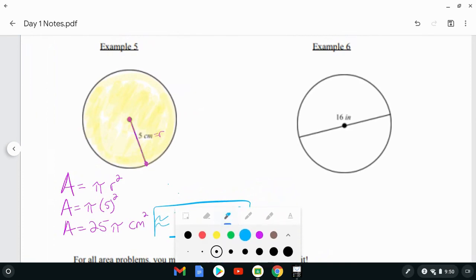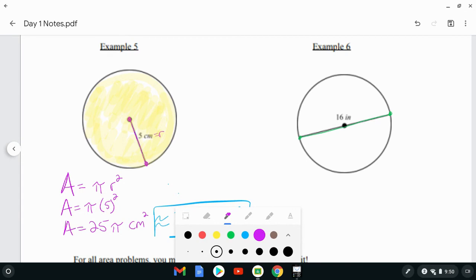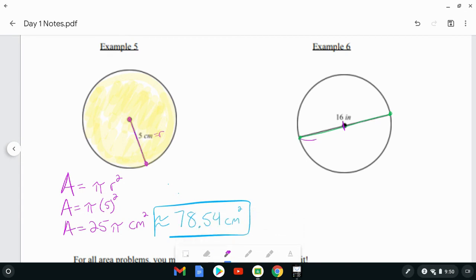The last one we're going to do, notice they're giving you the full distance of the diameter. Remember, like we talked about up top, the radius is half that length. So if the diameter is 16, the radius would be 16 divided by 2, which is just 8. So you can't use the formula until you have the radius. So the area would be pi times 8 squared. Again, not using the diameter. So 8 squared is 64. So the area is 64 pi inches squared.